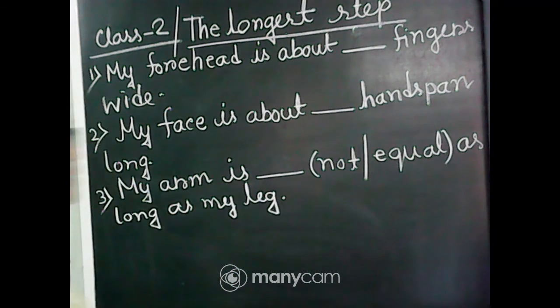Means here, see, my arm means your hand. Your hand is not as long as your leg, means your arm is not that long as your leg, or your arm is equal as long as your leg, means the length of your hand and your leg is equal. So which one, not or equal, which one is yours, you have to write down. Okay.